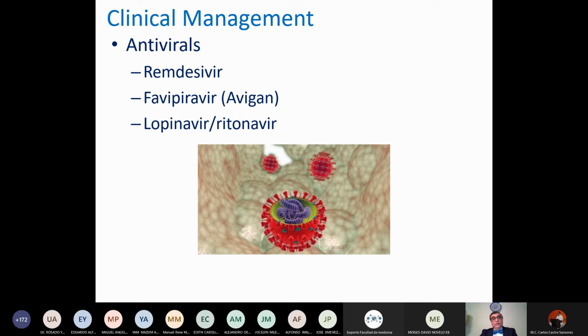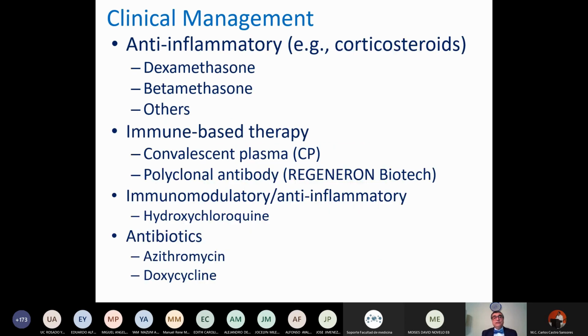There has been really no effect at all. As a matter of fact, this morning I read about it again, and the combination of lopinavir-ritonavir. Please ignore it, it has no effect whatsoever.